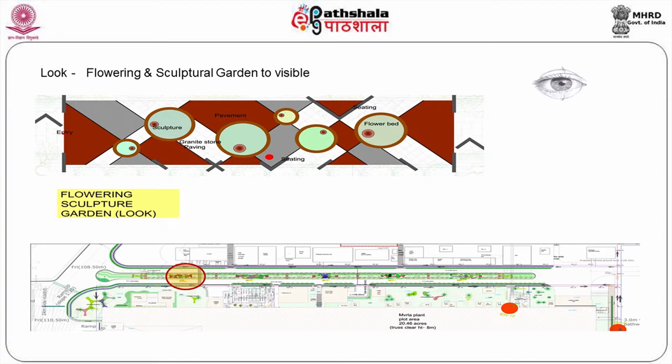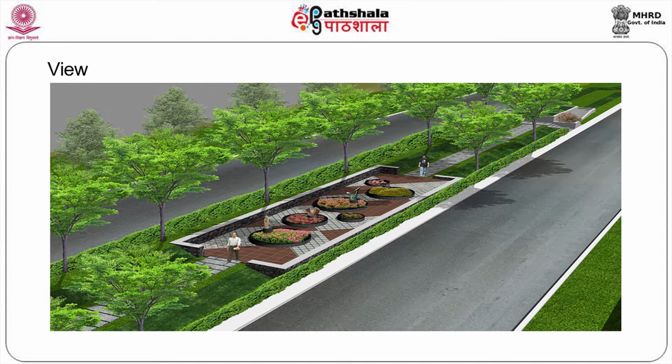Now we are talking about visual, which is this one. Then how to achieve it: you have this kind of garden. When it is completed, it looks like that. People can walk and enjoy this kind of garden. Then with good avenue trees and other things, you will have a better outlook.